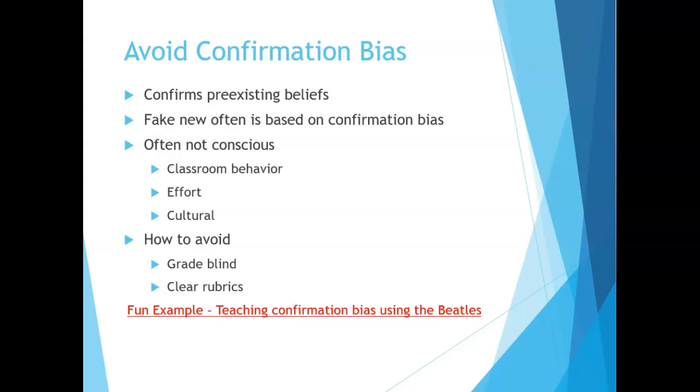Rubrics can help us avoid confirmation bias, and other helpful strategies include blind grading, blocking names, and strategies such as that. At the bottom of this slide is a great example that I encourage you to explore. It is a lesson on teaching confirmation bias using the Beatles' Abbey Road picture and album songs.